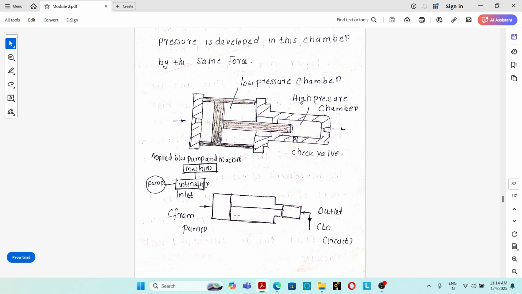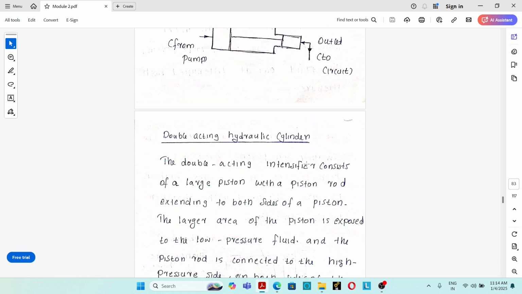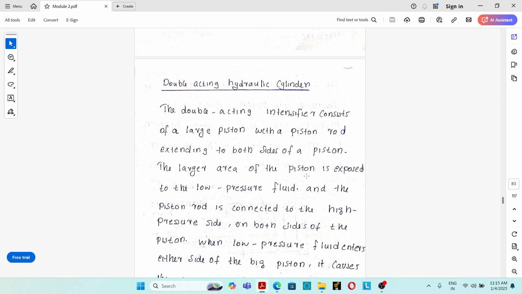So this is the symbol of a single acting pressure intensifier. The intensifier is connected between the pump and the machine. Machine always means the actuator. Next one is the double acting intensifier.